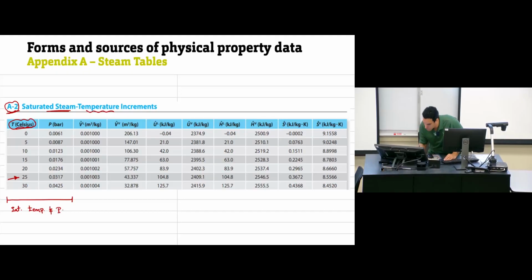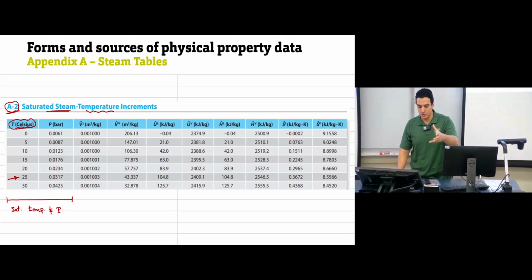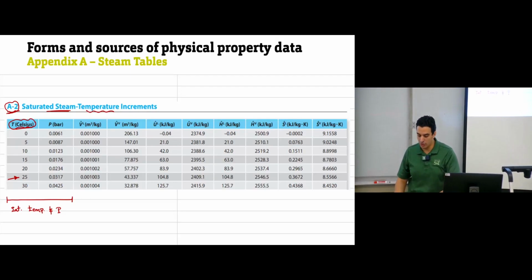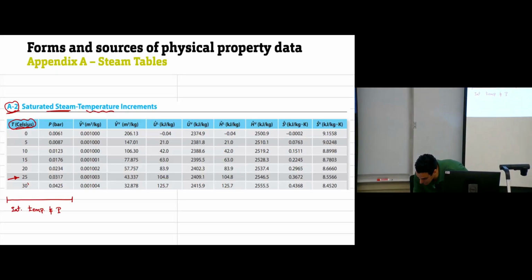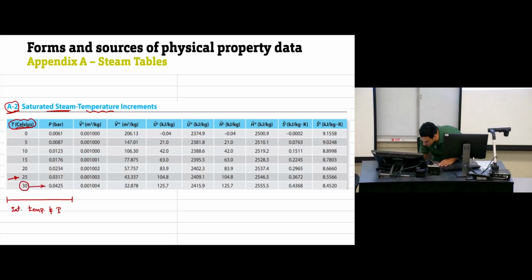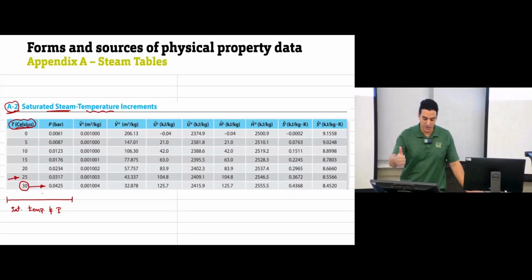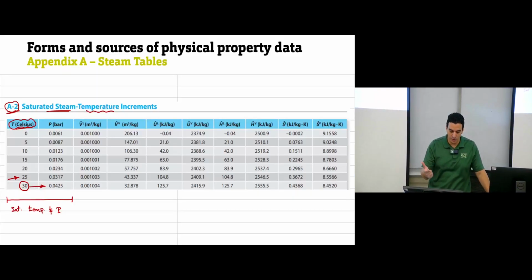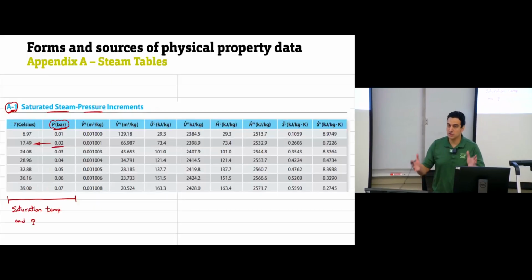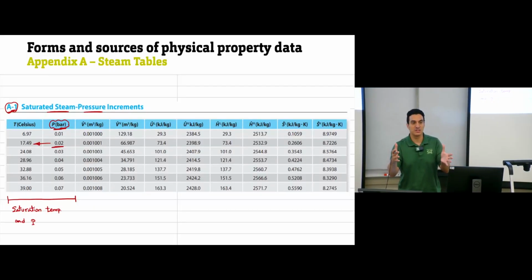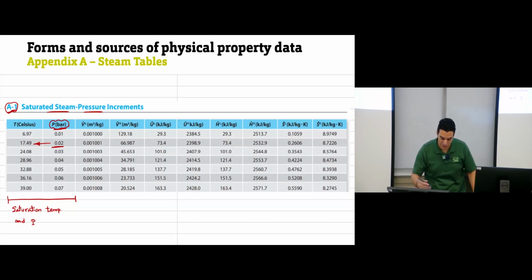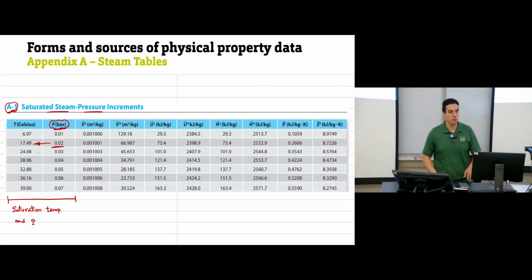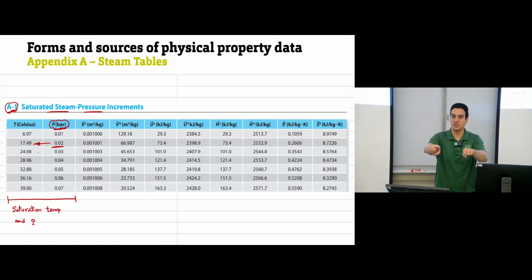So I can ask, what is the pressure at which phase change can occur at 30 degrees Celsius? So this is 30 degrees Celsius, and this is the pressure. At 30 degrees Celsius, 0.0425 bar, at this condition, phase change will occur for water. Clear? So these are the first two columns, temperature and pressure. These are the saturation temperature and saturation pressure. And you can see the relationship between them is directly proportional. Increasing the pressure, the saturation temperature will increase as well.